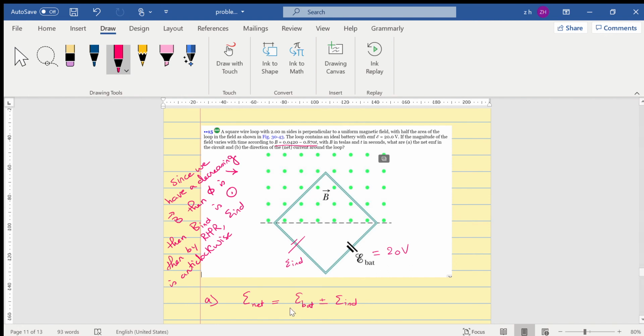So we can actually here add the two electromotive forces in order to find the net EMF. So this will be our value of the induced electromotive force was 1.74 and that of the battery is 20. So this is 20 plus 1.74 and this gives us a net electromotive force of value 21.7 volts. We are interested in the direction of the net current. Obviously, this is the same as the direction of the total EMF, which is counterclockwise.